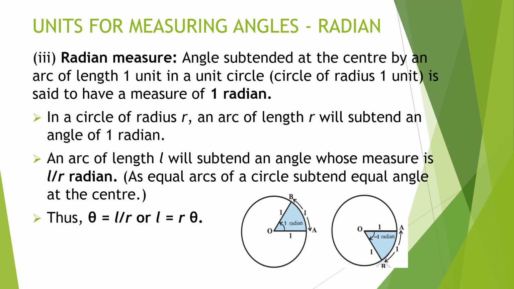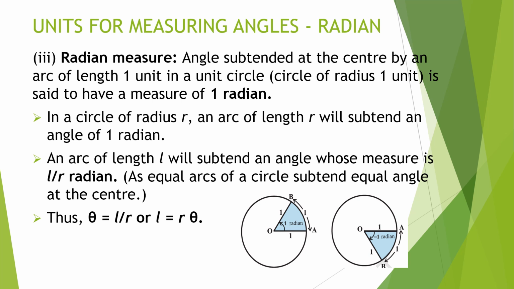Next important unit for measuring angles is the radian. Angle subtended at the center by an arc of length 1 unit in a unit circle, that means a circle of radius 1 unit, is said to have a measure of 1 radian. You can see in the first diagram, for the unit circle, if the angle subtended at the center is by an arc also of length 1 unit, then you say that it is 1 radian measure. In a circle of radius r, an arc of length r will subtend an angle of 1 radian.